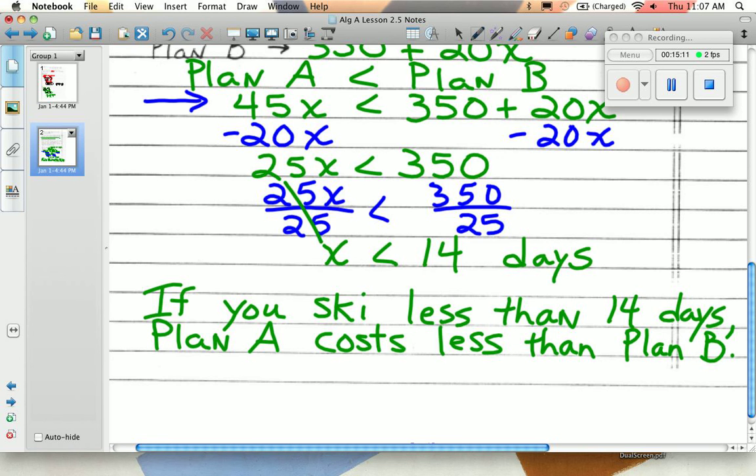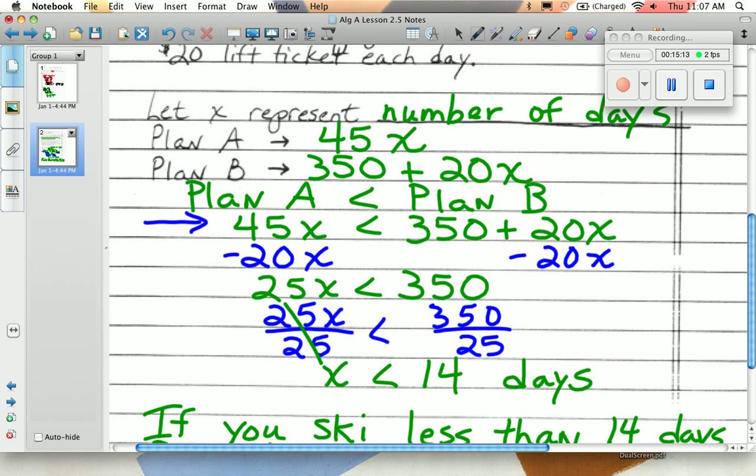What if, instead of having an inequality statement here, we had said, I want to know when Plan A is equal to Plan B. Then we would have put an equal sign here instead, and we would have solved it and gotten x equals 14. I bet it would have been the 14 days. They would have been the same, right? No, you're not convinced.